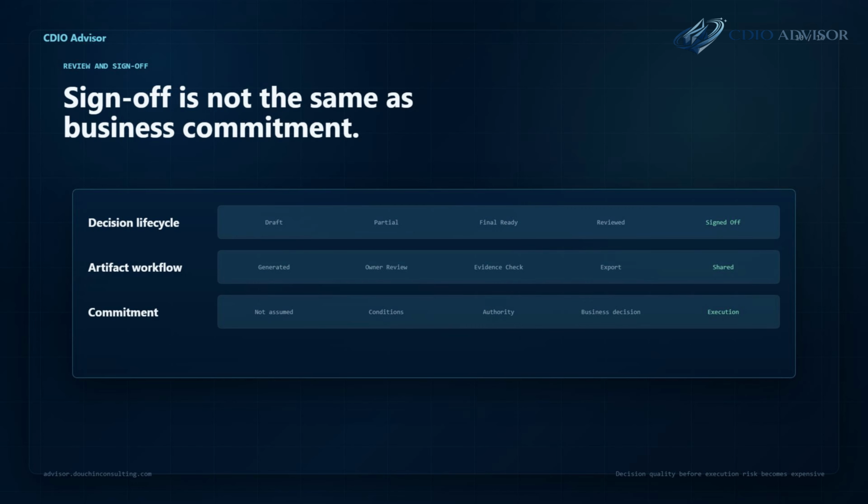CDIO Advisor separates analysis, artifact generation, review, sign-off, and commitment. This prevents a common governance failure: treating AI-generated advice as if it were an approved decision.